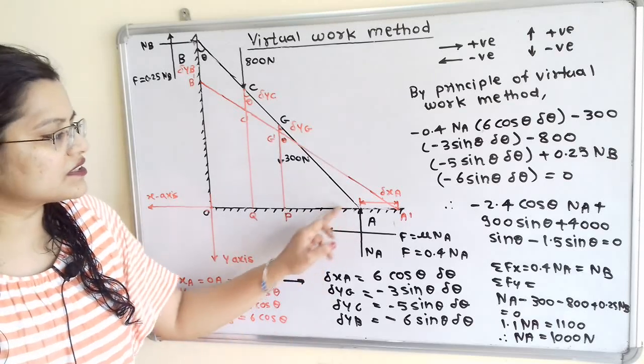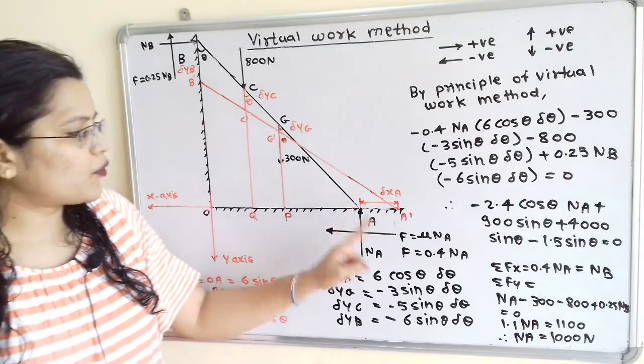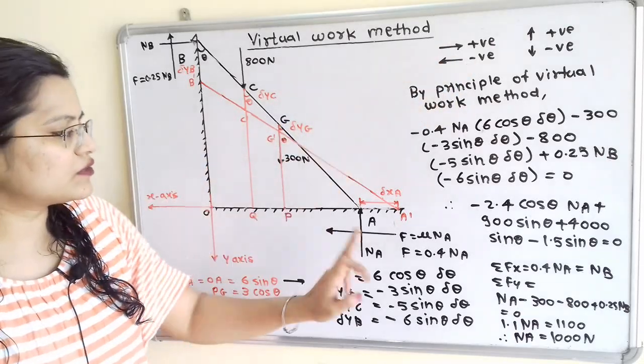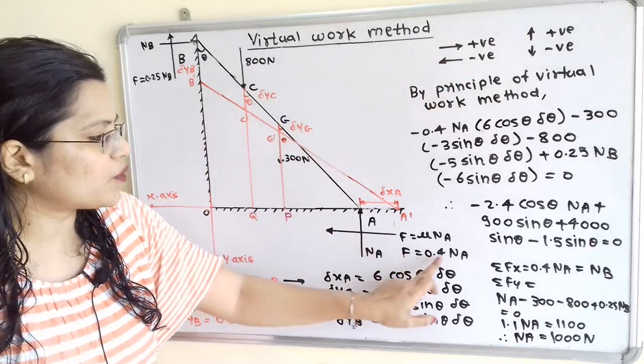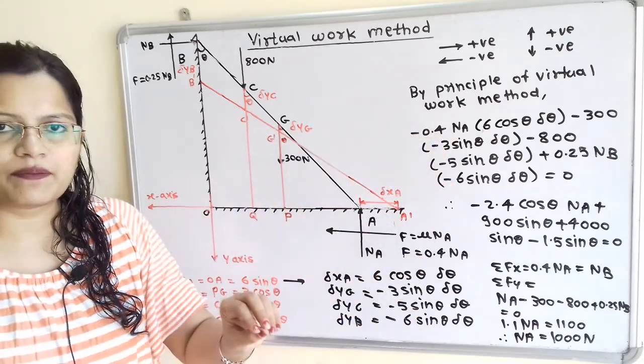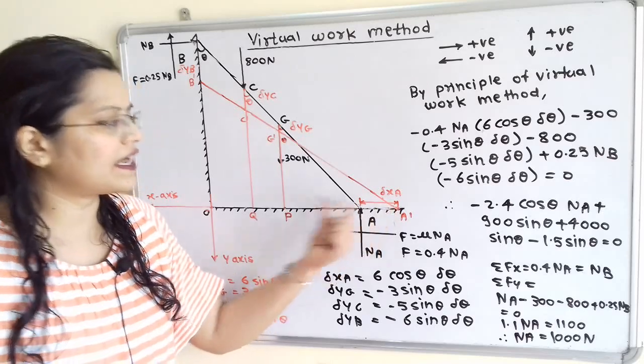Now we will first consider the point A. At point A, the force is towards the left hand side. So we will use negative sign for this force 0.4 N_A. So minus 0.4 N_A multiplied by displacement delta XA.